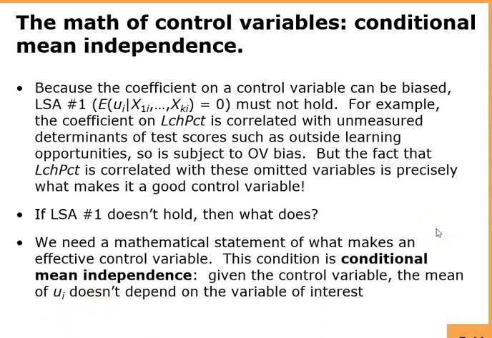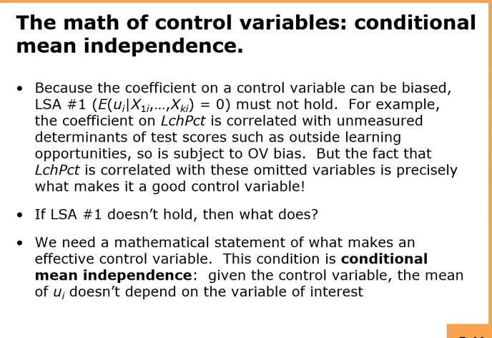So now we will take a look at the condition of conditional mean independence for control variables. Since we have already established that the control variable is ideally correlated with the error term, meaning, for example, that lunch school participation is correlated with the part of the error term which is related to the affluence of the household, it simply means that the control variable does not really follow the first least squares assumption.